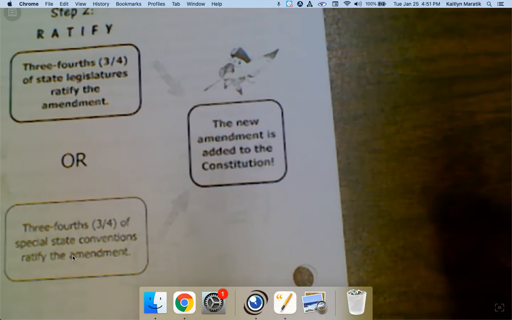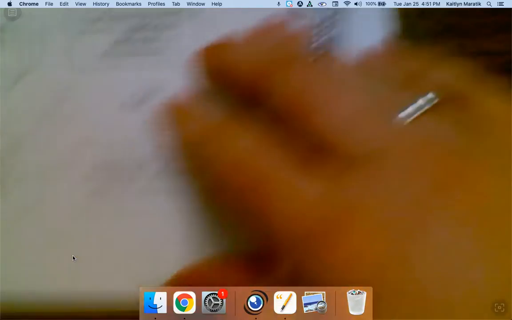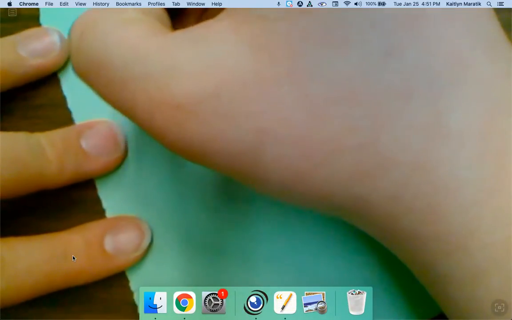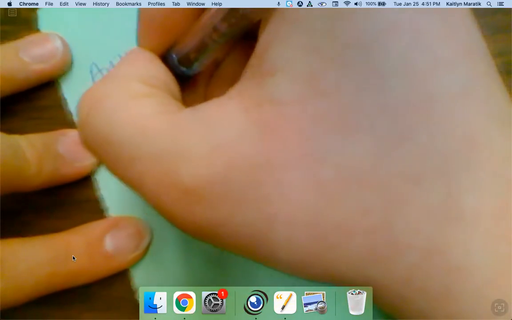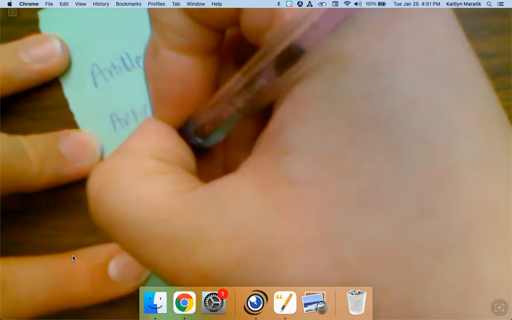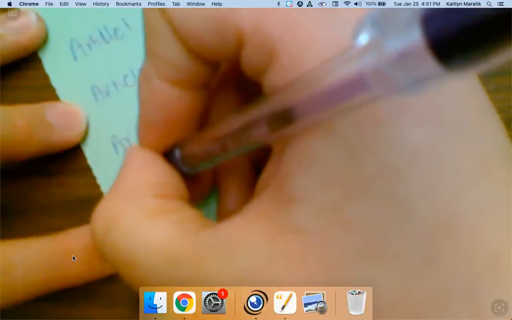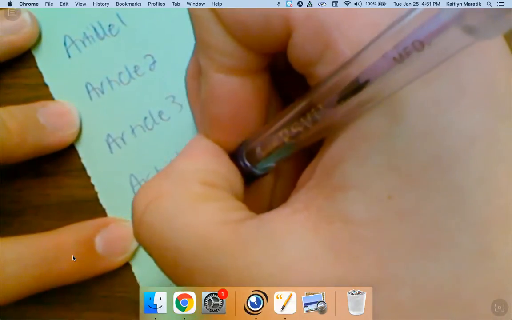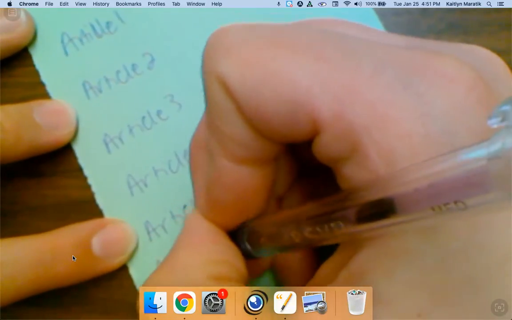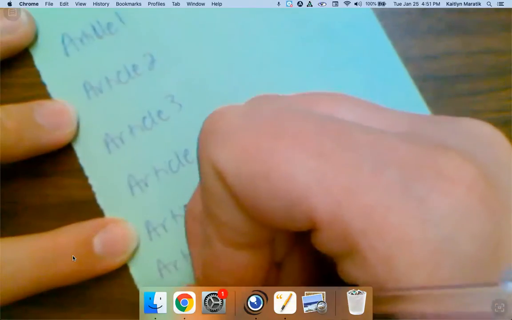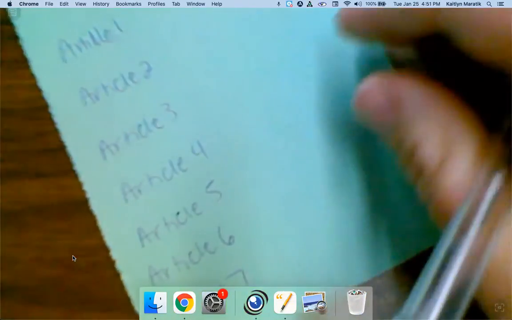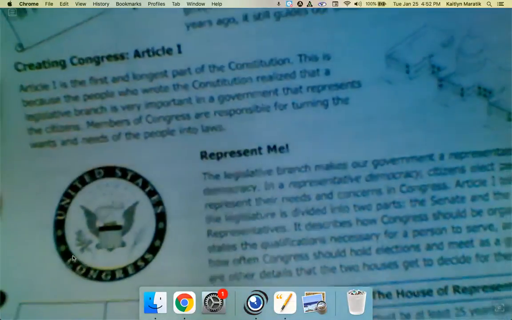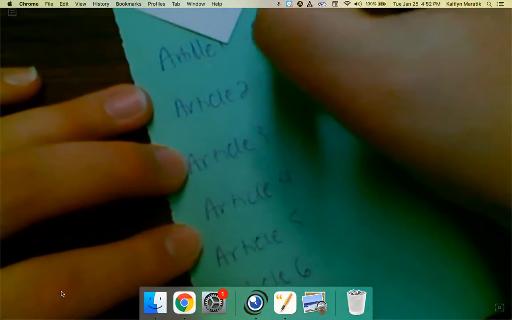Now, a way to help remember all of these. So we've got Article 1. So we've got our 7 articles. Now, if we remember back, our first article is Congress or a legislative branch.